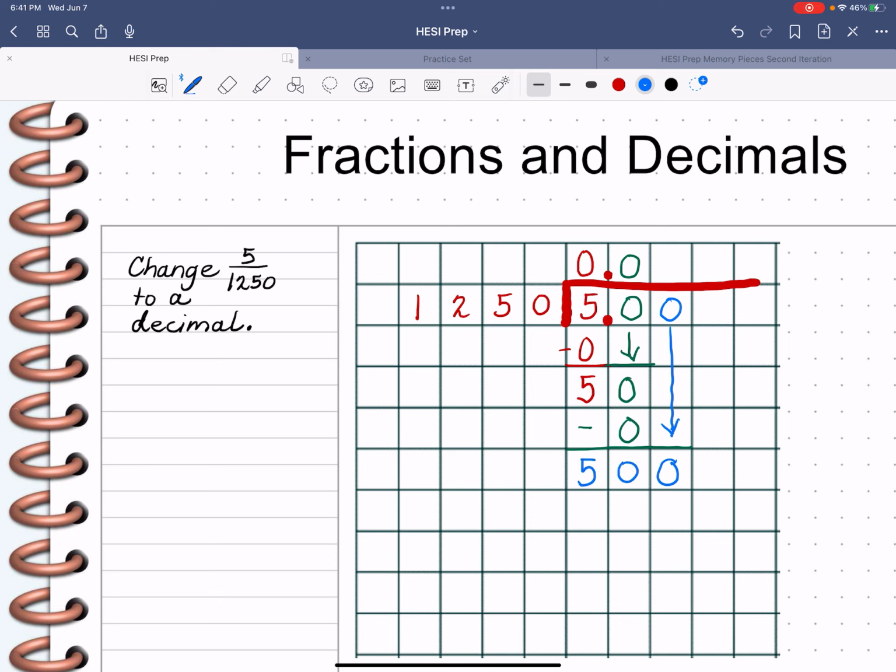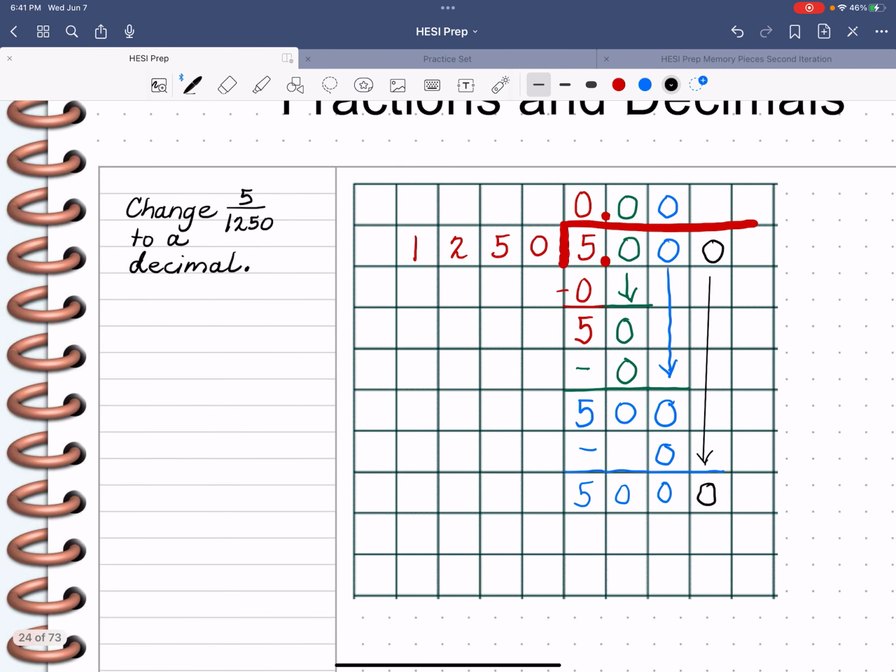And I'm going to add another 0 and bring it down. 1250 cannot go into 500. 0 times 1250 is 0. I'm going to subtract again. And you guessed it, we have 500 remainder. I'm going to add one more 0, and we should be home free on this one. Bring it down below that line. And now we're saying 1250 into 5,000. And that will go. That's 4 times. And that's no remainder. So 1250 times 4 is 5,000.